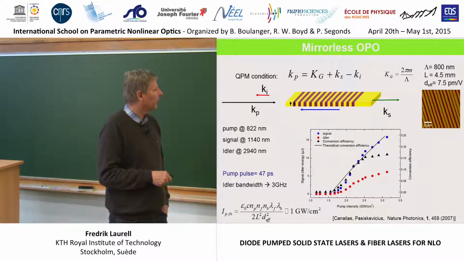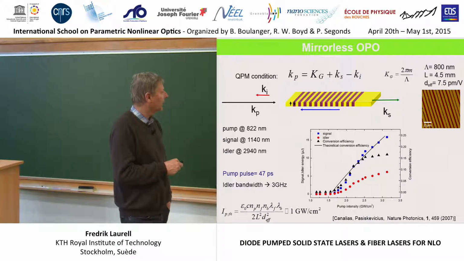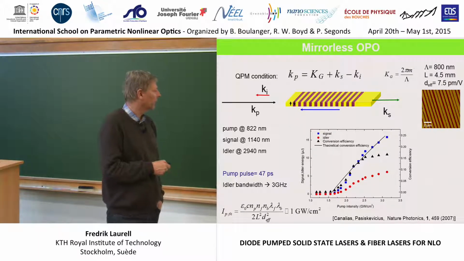And here is a diagram of how that goes with the pump intensity. We can get decent efficiency here, something like 16–17%. Then the signal: we pump at 820, the signal is at 1100, and the idler is at almost 3 microns.